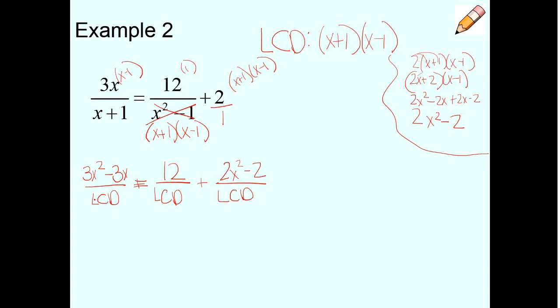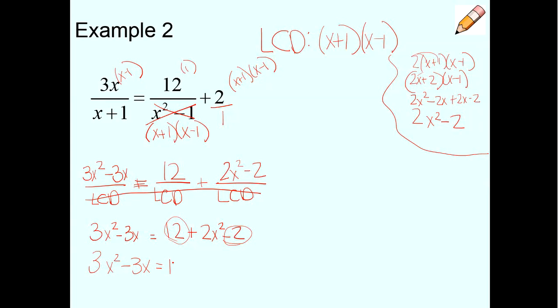There we go. Now, LCDs, they're all the same. We don't need to worry. So all I need to worry about is 3x squared minus 3x equals 12 plus 2x squared minus 2. Let's get everybody the same side. Oh, it looks like I can also combine. So 12 minus 2. Let's see what we're actually working with here.